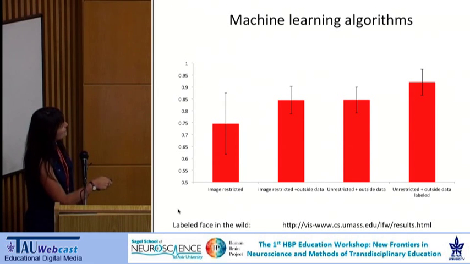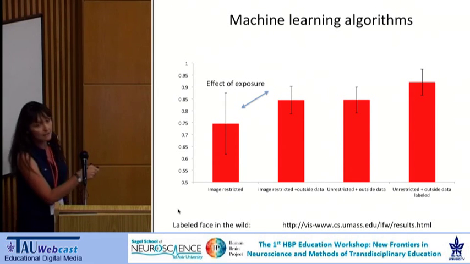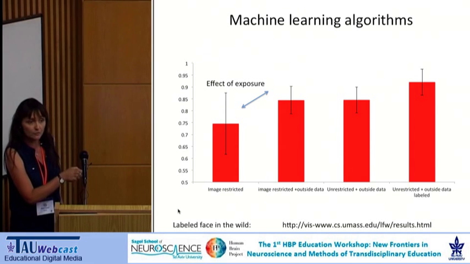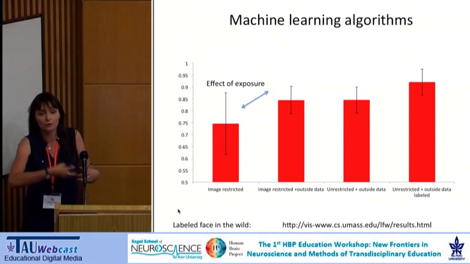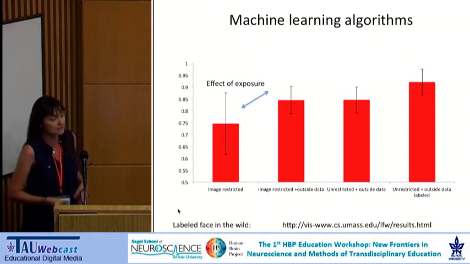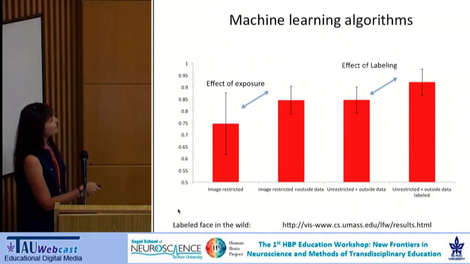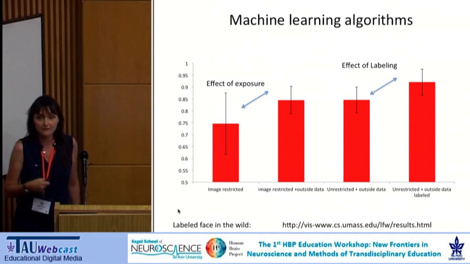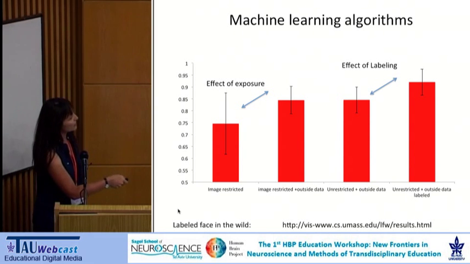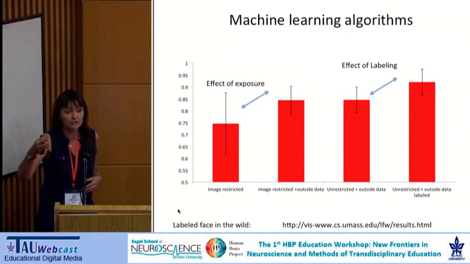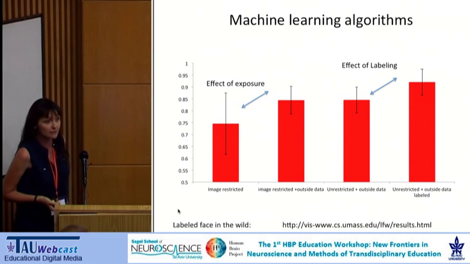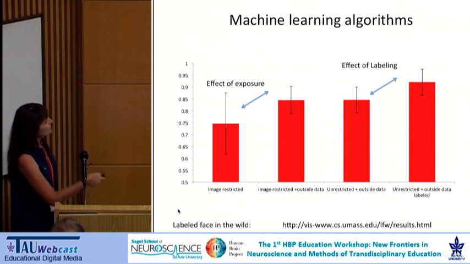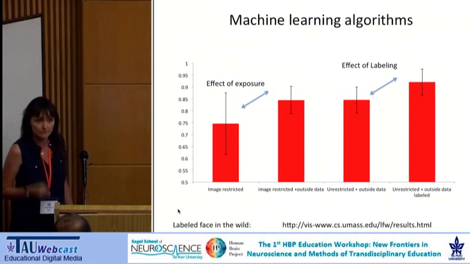So the difference between these protocols is pretty much the amount of data that the algorithm was presented with. If you present the algorithm with more information, with more images, then it's going to do better. And this increase here is the effect of labeling. So these were actually provided more labeling for the images. They didn't only provide a large number of images, they also provided some labeling for the images. And that, you see, increased the performance of the algorithm as well.